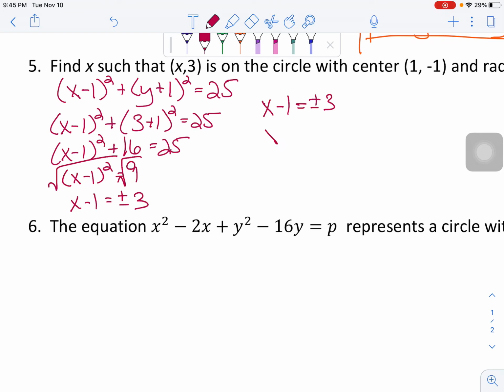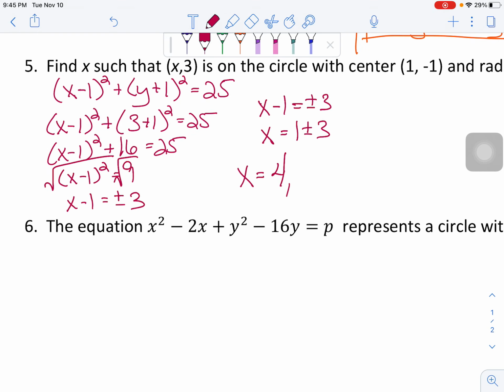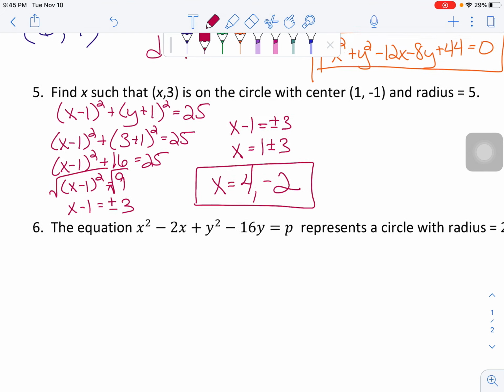I'm going to go ahead and add 1 to both sides. So x is equal to 1 plus or minus 3. Now, I want to actually figure out what those answers are. So x is going to equal 1 plus 3, which is 4, and 1 minus 3, which is negative 2. So both of those are valid answers. And if you think about a circle, it makes sense, right? Every point on a circle is mirrored above and below the x-axis, or to the left and to the right of the y-axis. So there's always those mirror points that we're looking at for your circles.